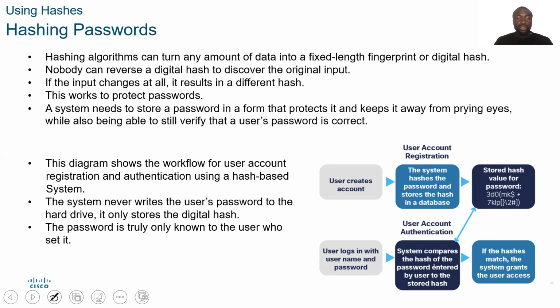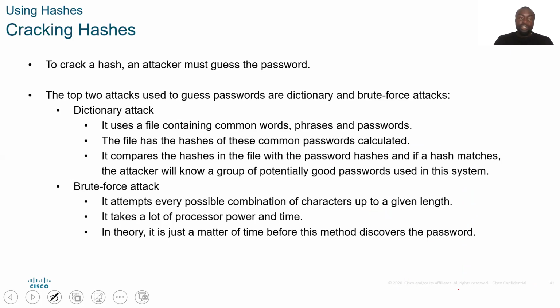Okay, so the diagram shows the workflow for user account registration and authentication using a hash-based system. You have a user creating the account. The system hashes the password and stores the hash in the database. So that means even if you have access to the database, you're not going to see the password in plain text. It's going to be a hash. All right. So when the user logs in with the same name and password, the system compares the hash value of the password entered with what is stored. That is the point. So how do you crack it?